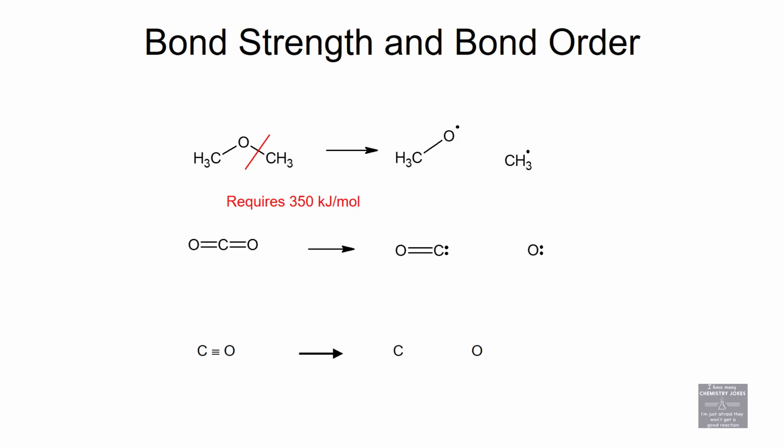What if I try to break this CO double bond? Is it going to take more energy or less energy? More. In fact, it takes 800 kilojoules per mole to break that CO double bond. And what about the CO triple bond? It's going to take even more energy than the double bond took. It takes 1086 kilojoules per mole. These values in red and purple and green are called bond enthalpies.